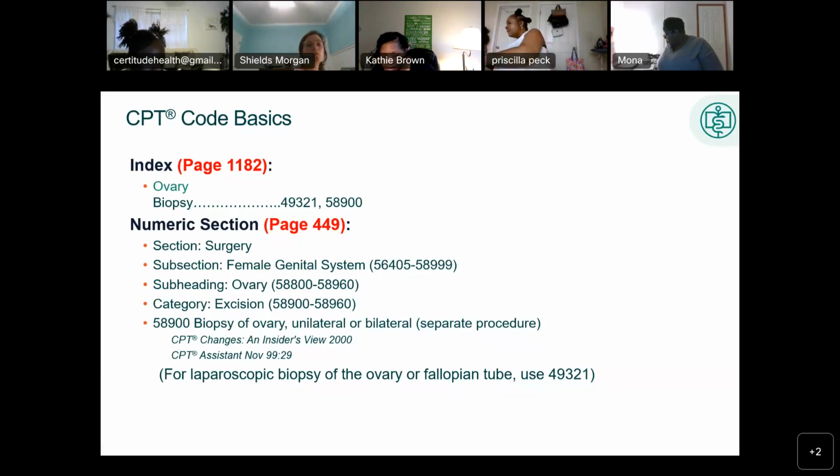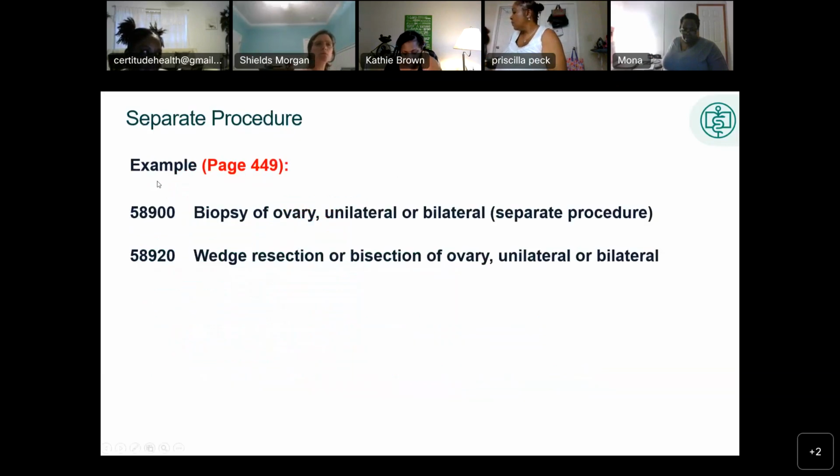But it doesn't mention the ovaries though. Right, that's the point I was trying to get to. So 49321, if we're looking for the code for ovary, doesn't mention ovaries. It just mentions the surgical part.